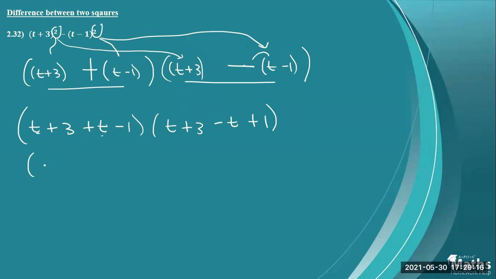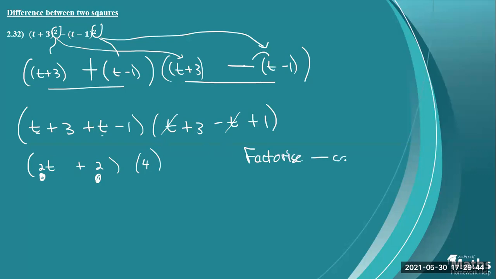T plus t gives me 2 t's, and 3 minus 1 gives me a 2. T minus t, oh, it's gone, and 3 plus 1 is 4. So I'm not done. What a tricky one here. What do I still see there? I still see that I can factorize. Remember, the question says factorize.